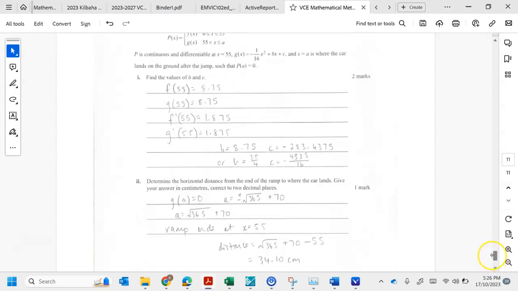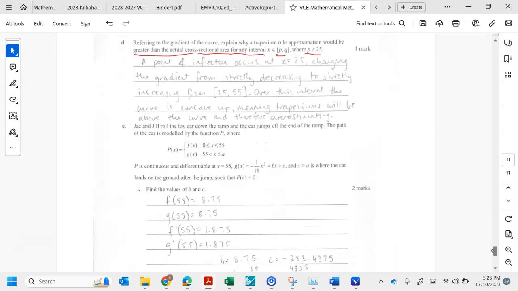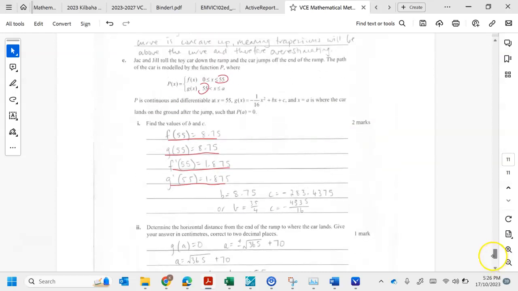Let's quickly do it. Actually, you can read it yourself. Because the graph is continuous, f of x and g of x both share 55. So f of 55 is 8.75. That means g of 55 is also 8.75. And the derivative at that point is the same. So you can see there that I've made them equal. Putting these two into your calculator, you can solve for B and C.